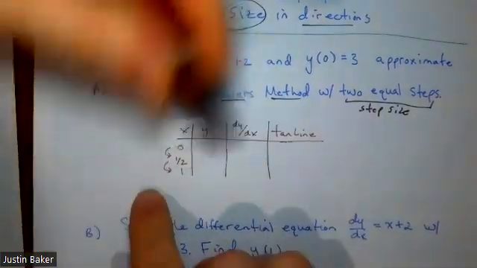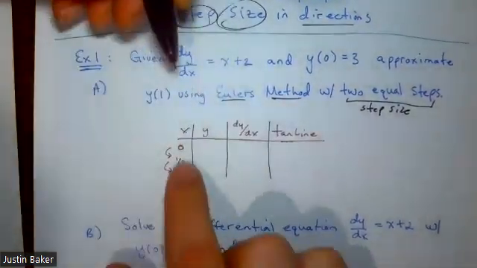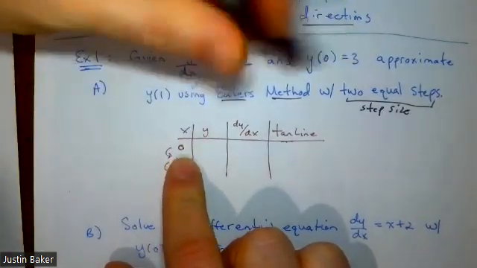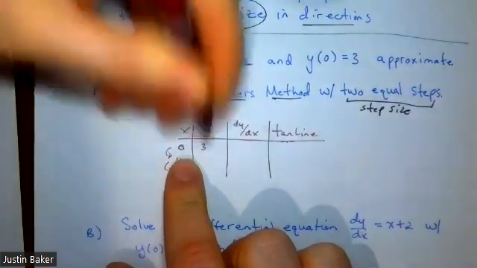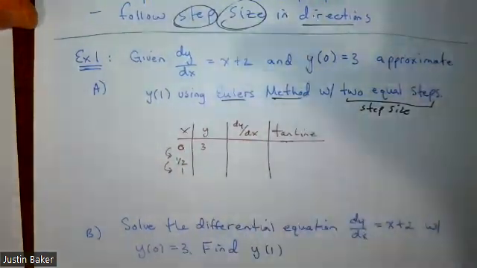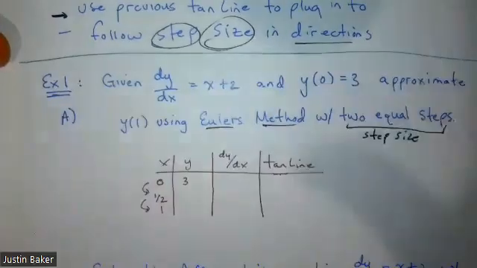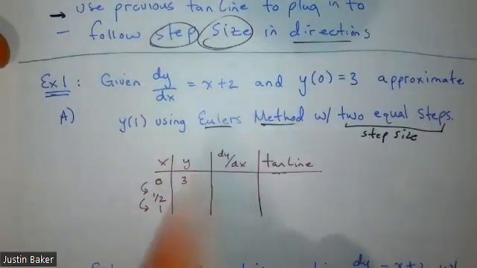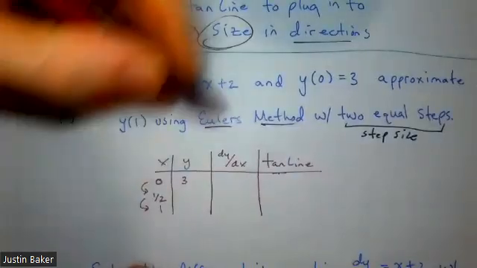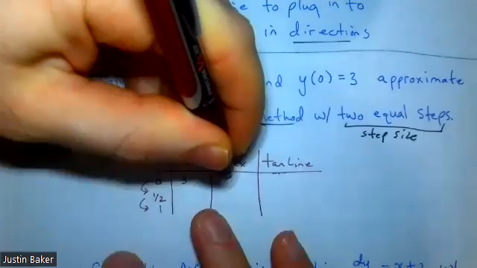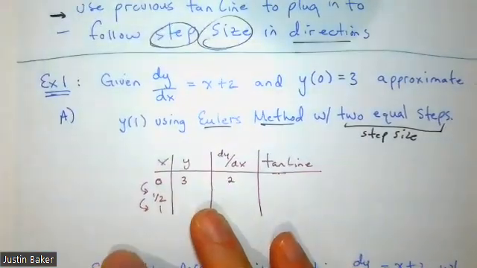Okay, so we're going to go back to the beginning. And what you do is you're looking for the completed point. So we know that 0 was paired up with 3. And then for dy/dx, we want to know what is dy/dx at that point. So we're going to plug in (0, 3) to dy/dx. And when you do that, the only plug-in spot is x, which is 0. So that's going to give us dy/dx is 2.